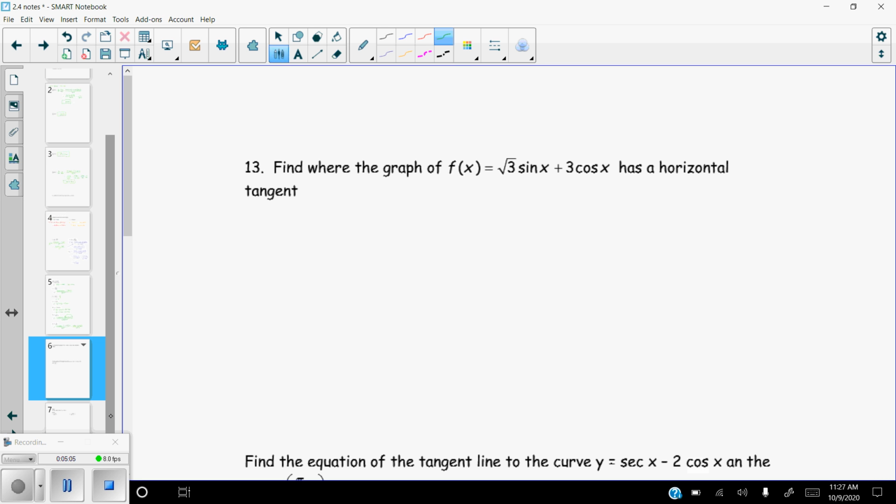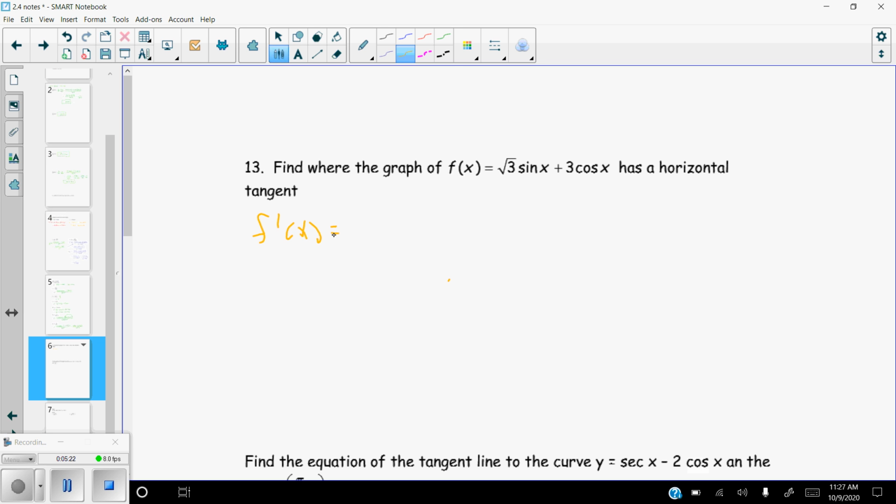To have a horizontal tangent, that means that the slope has to be 0. And since we are talking about the slope of a function, we know we need to take the derivative. Slope is the derivative of the function. So the first thing I need to do is take the derivative.